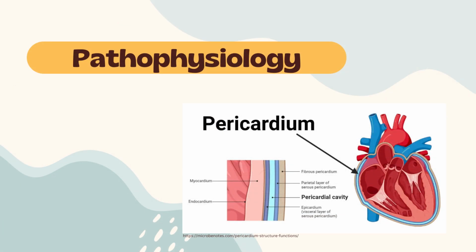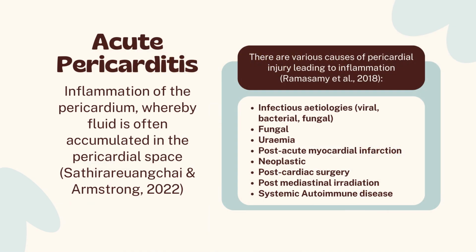Acute pericarditis refers to the sudden onset of inflammation of the pericardium in response to injury, whereby fluid is often accumulated in the pericardial cavity. The pericardium is the double-layered sac surrounding the heart. It has 2 layers, the visceral pericardium and the parietal pericardium. The 2 layers enclose the pericardial space, which typically contains 50 ml of plasma ultrafiltrate. Pericarditis can result from infectious and non-infectious etiologies.